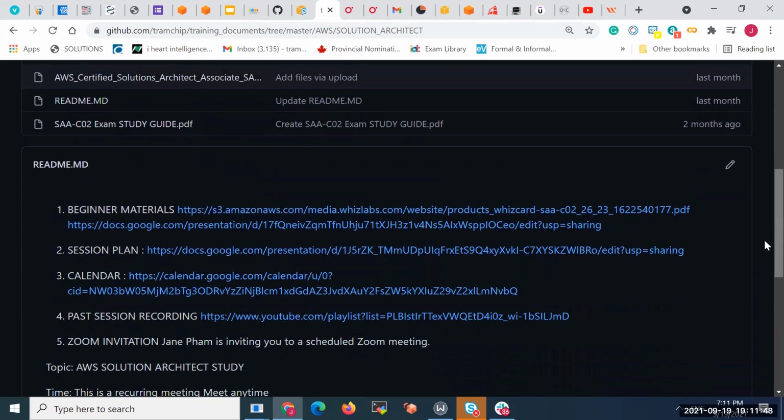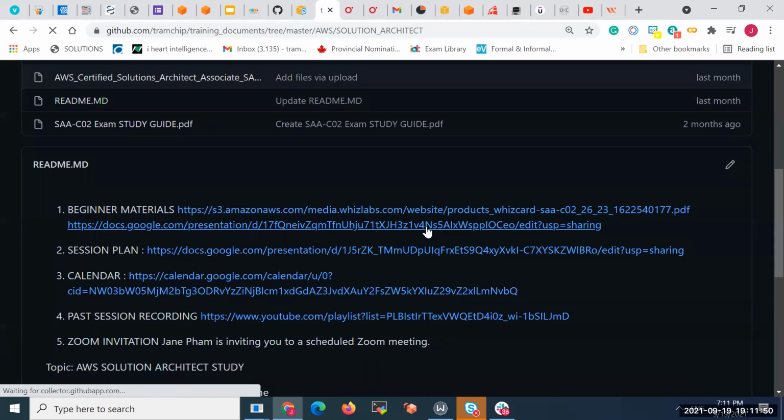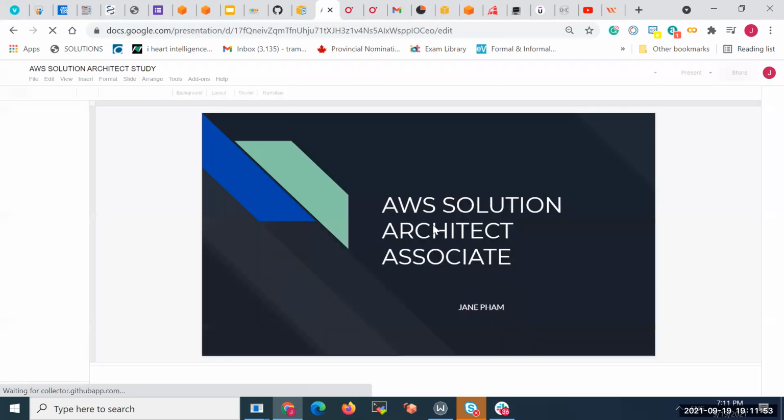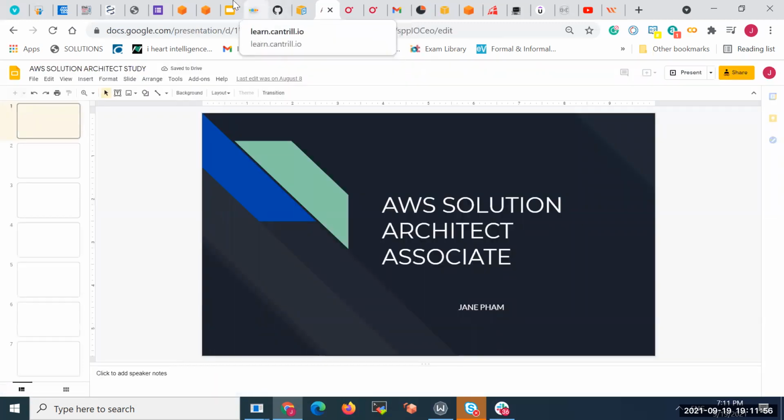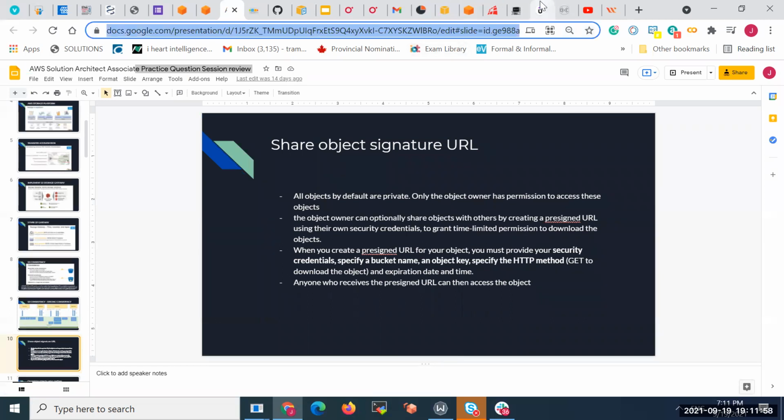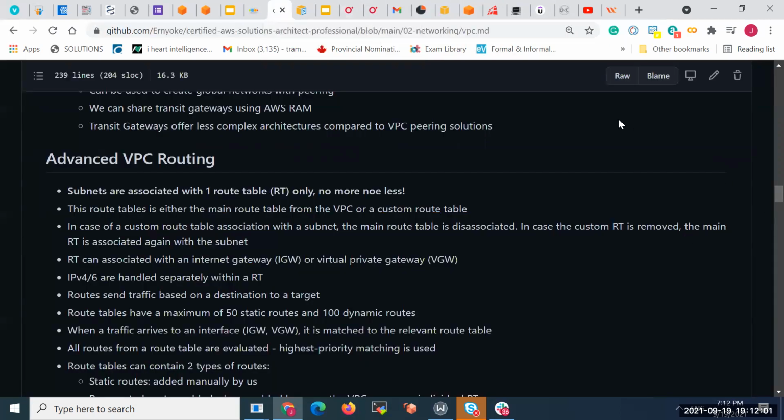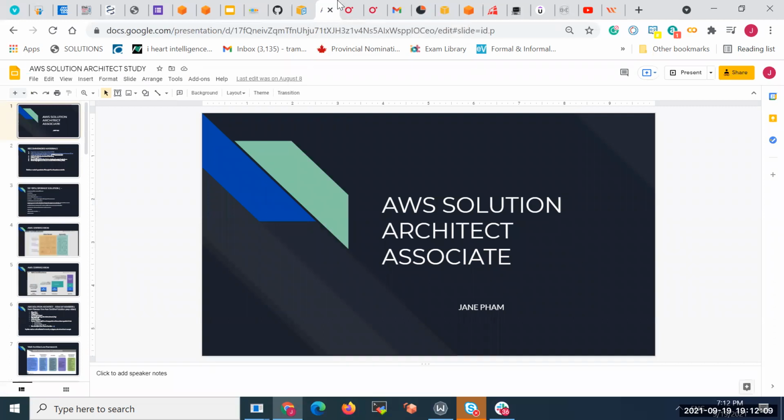So let me go to the material. I'm not sure if I have pasted this in. Let me just paste it to be sure. When you start studying for this certificate, the most confusing thing, I have to say, would be the networking, if you haven't had hands-on experience with AWS first.